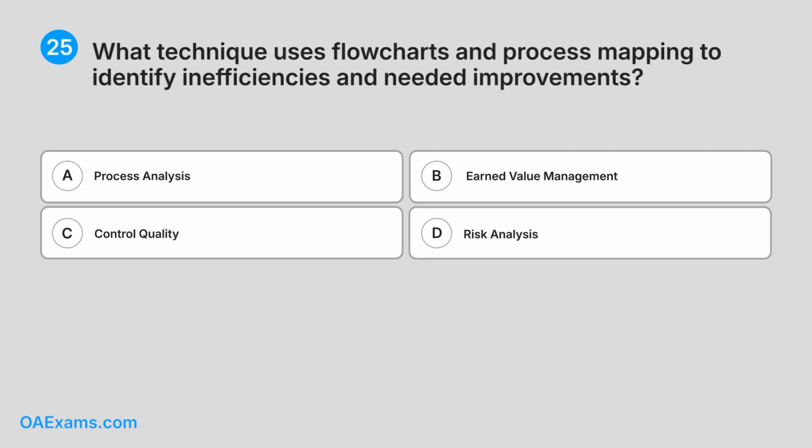25. What technique uses flowcharts and process mapping to identify inefficiencies and needed improvements? A. Process analysis. B. Earned value management. C. Control quality. D. Risk analysis. What do you think is the answer?